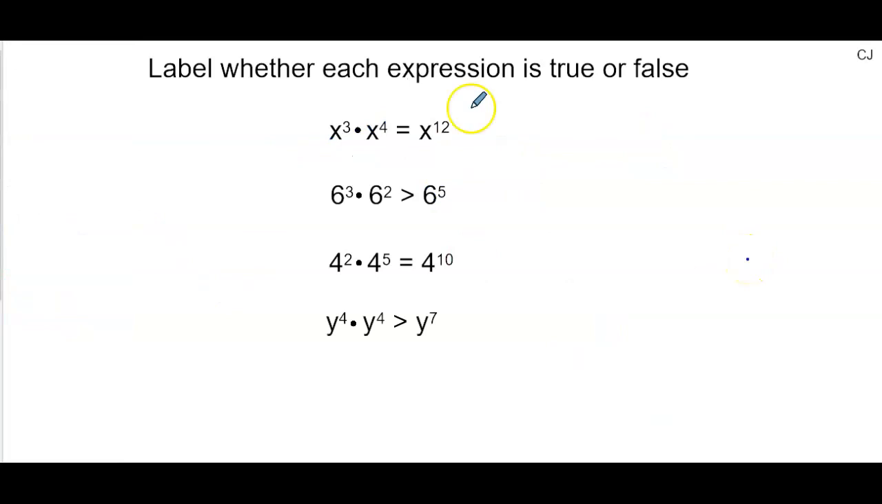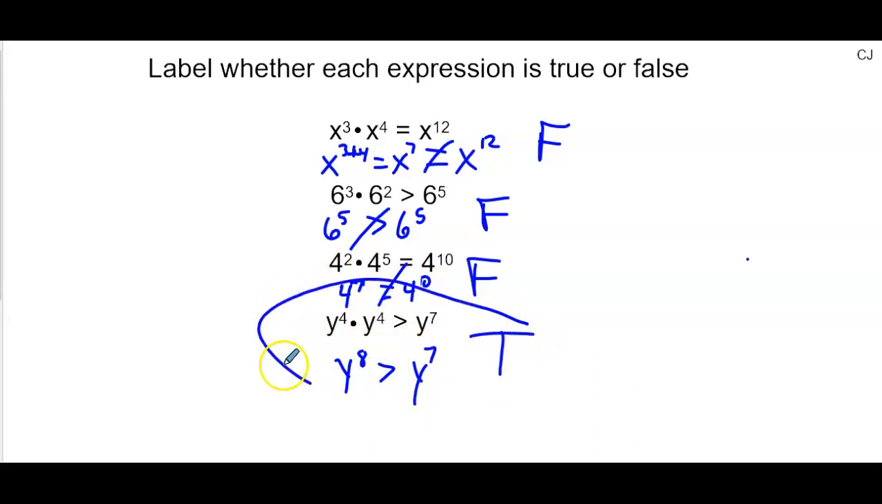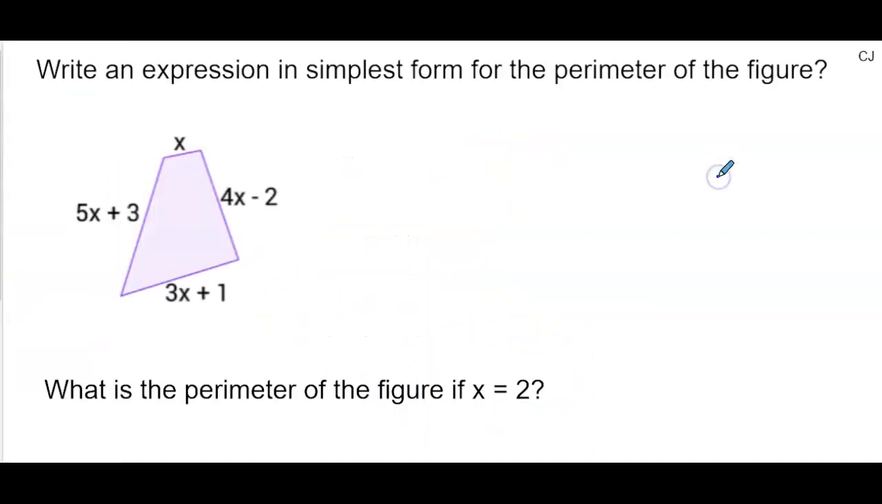All right, label whether each expression is true or false. So for time's sake, I went ahead and figured out the left side of each of these. This would be x to the 7th. X to the 7th does not equal x to the 12th, so that is false. Here you would get 6 to the 5th. That is not greater than 6 to the 5th, so that would be false. Here we have 4 to the 7th. That is not equal to 4 to the 10th, so that would be false. And down here we have y to the 8th, which is greater than y to the 7th, so that one would be true.